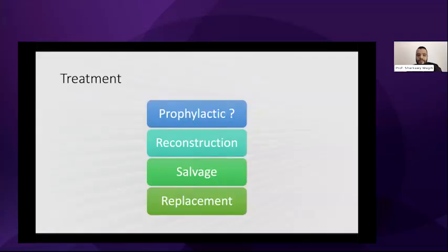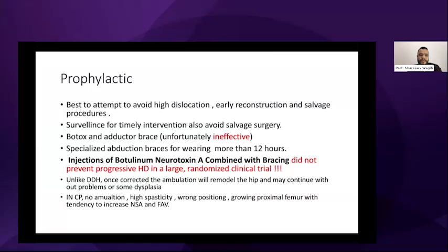Treatment of CP we can roughly divide into prophylactic measures, reconstruction, and salvage or replacement. Prophylactic is the best attempt to avoid high dislocation and early reconstruction. Surveillance is the best way to time the intervention. Botox and adductor brace are ineffective. Please don't do Botox and adductor brace because every literature is denying this. Specialized abduction brace worn for more than 12 hours is not working also, but sometimes it helps after therapy.